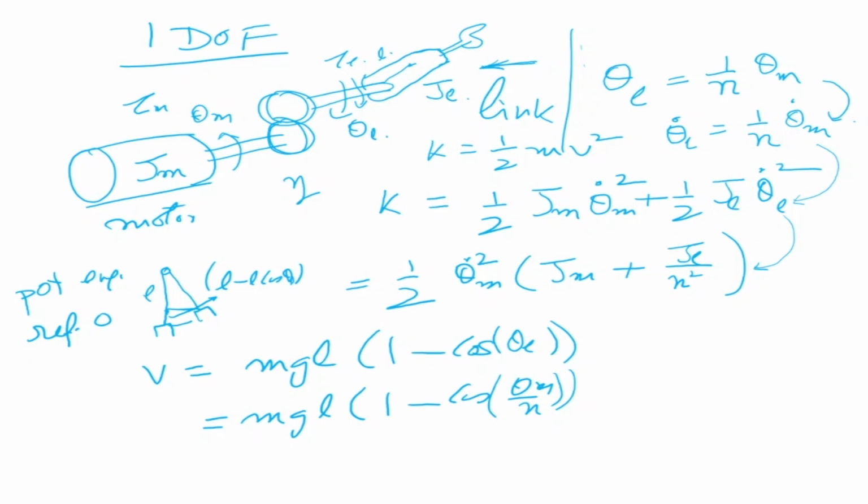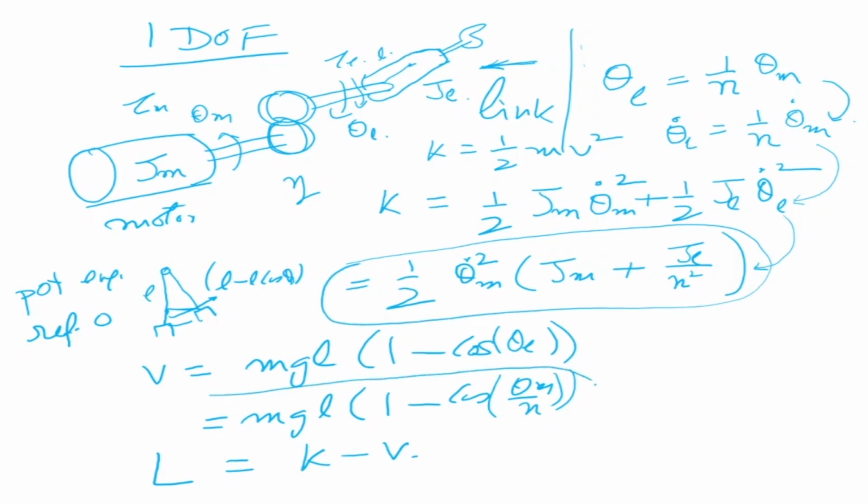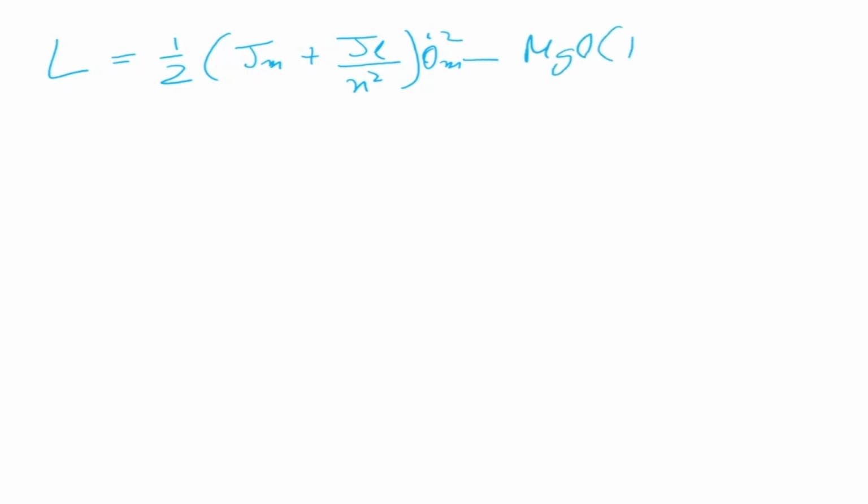what we are doing is we can find the Lagrangian, make the Lagrangian L equal to K minus V. So we know what is kinetic energy. Kinetic energy is this term. What is potential energy? Potential energy is this term. So kinetic energy minus potential energy, if I write, then L becomes equal to half (Jm plus Jl n squared) theta m dot squared minus mgl (1 minus cos theta m by n). That is kinetic energy minus potential energy.